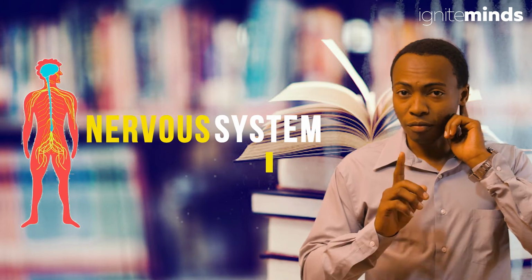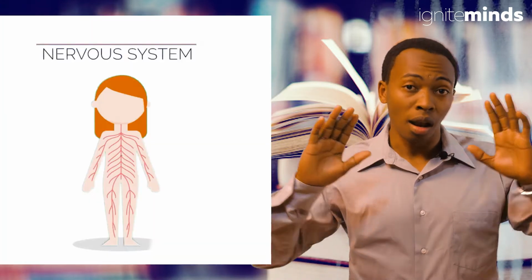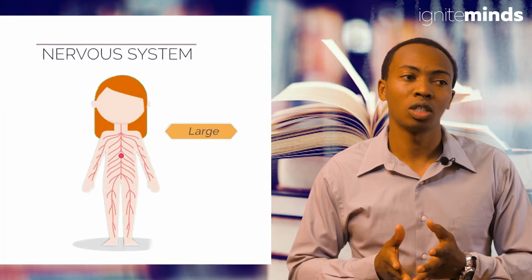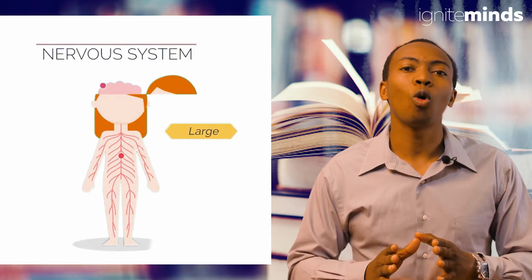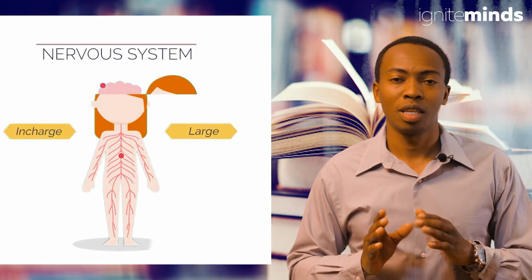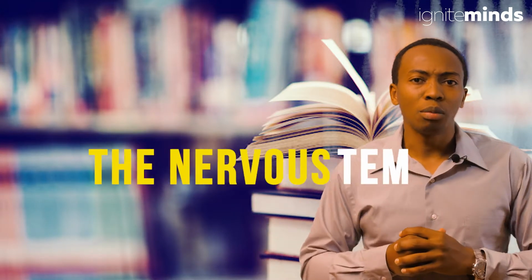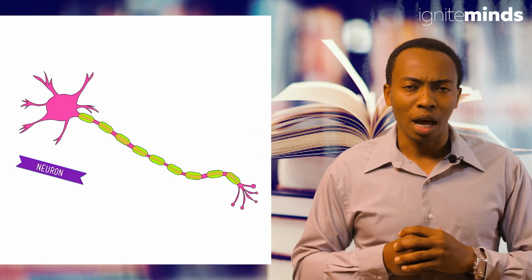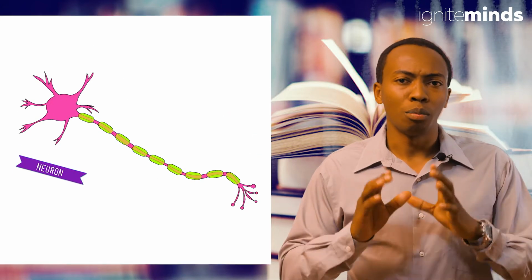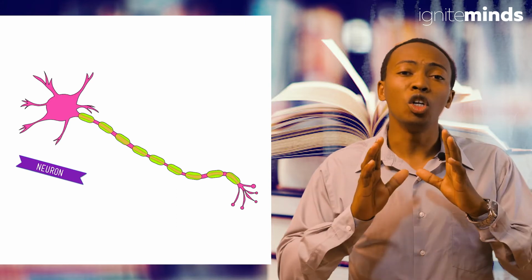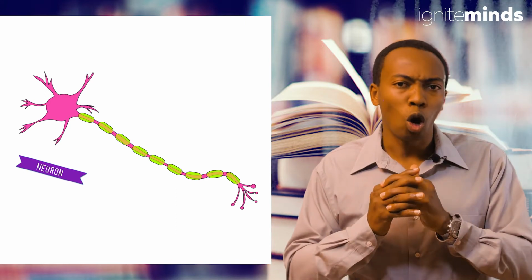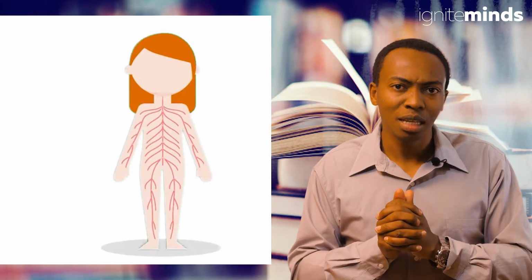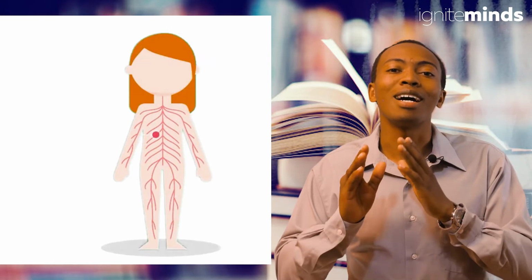Well, in very simple terms, I'm going to tell you that the nervous system is very large, and it's also in charge. The nervous system is made up of billions of cells called neurons. Now, what are the neurons? Well, before we go to that, we are going to say that many neurons, in simple terms, come together to form what we call the nerve.